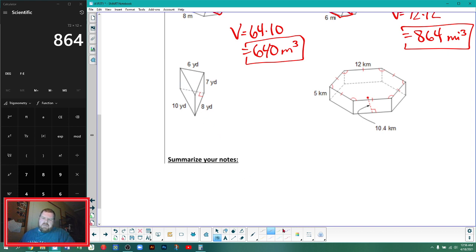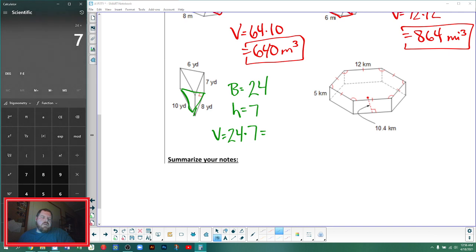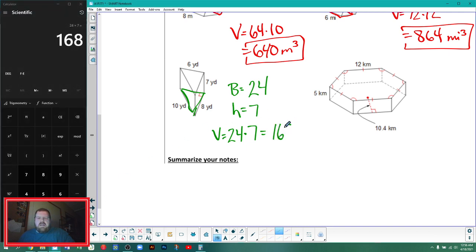Next one, I'm forced into what the base is by the shape of it. It's a triangle. It's that same 6, 8, 10 triangle where the area of the base is 1/2 the base times the height. 1/2 of 8 times 6, which is 24. And then the height, the distance between the two, is 7. So volume equals 24 times 7, which is 168, and those are cubic yards.